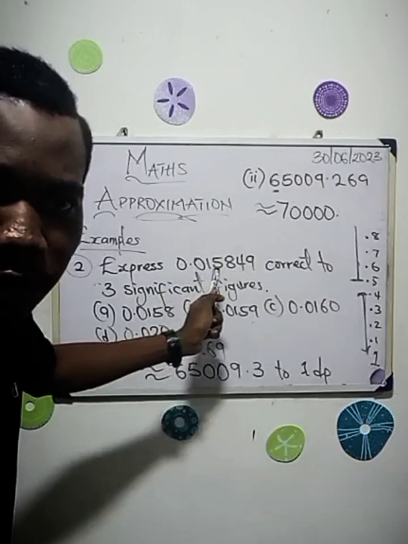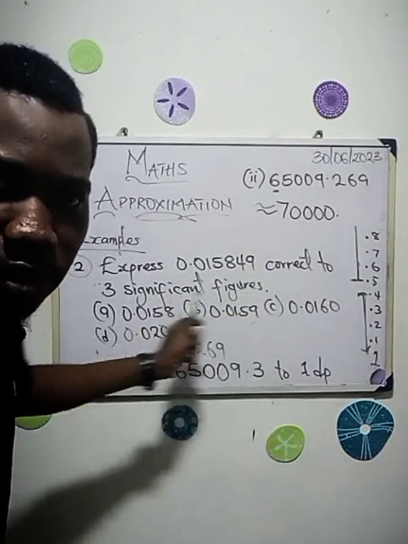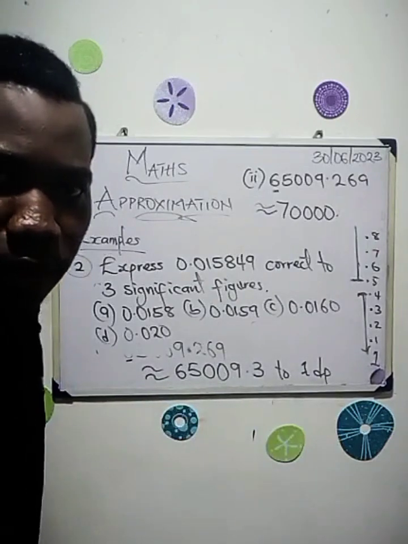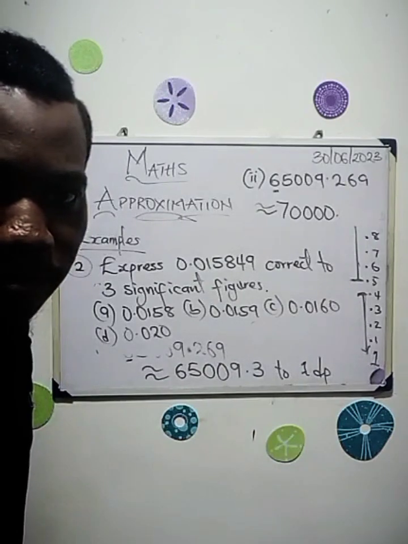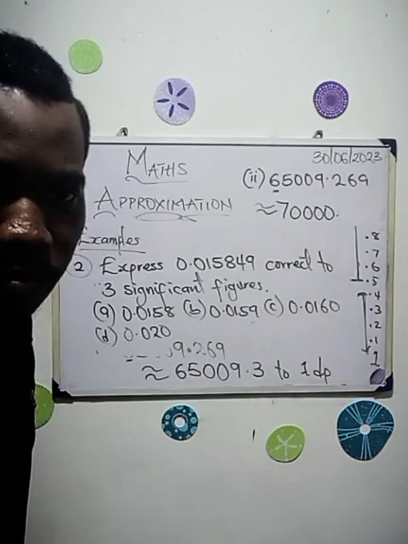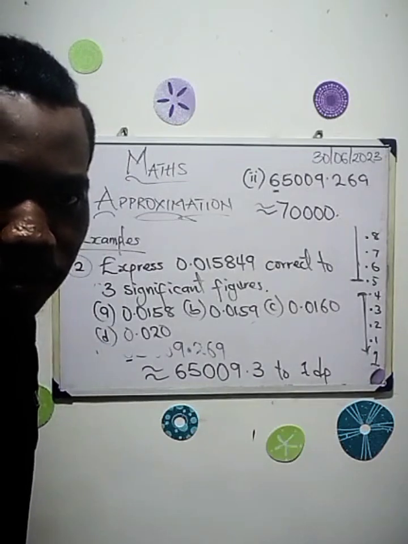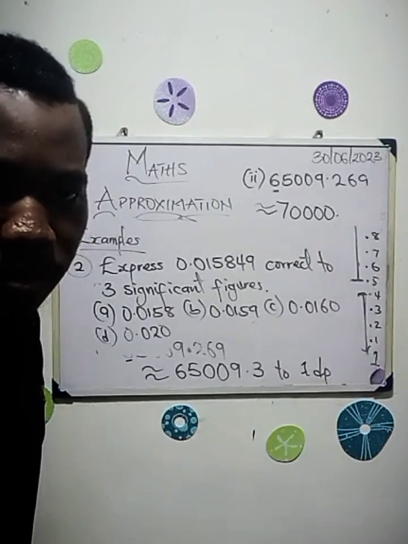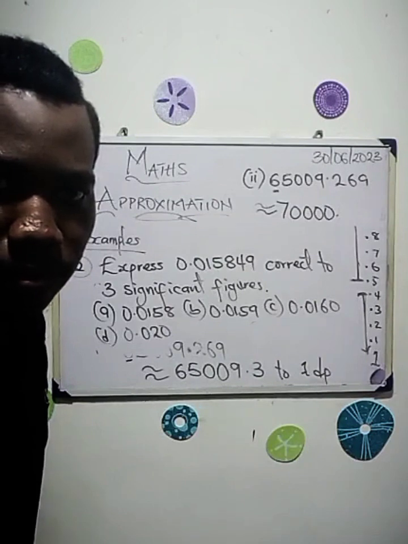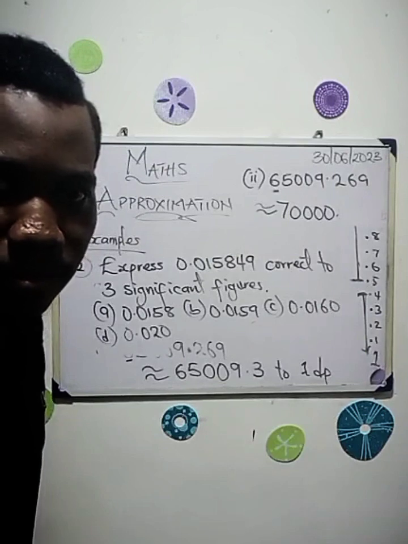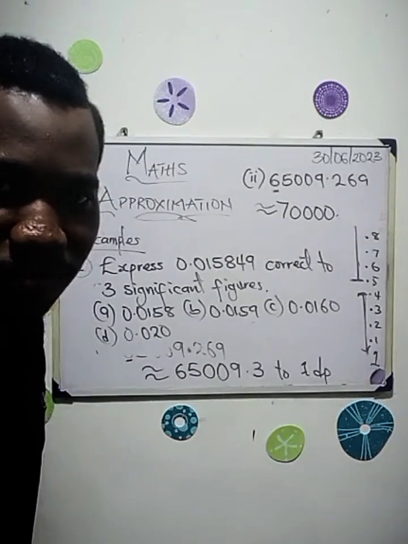Express 0.015849 correct to three significant figures. Which of them is the correct answer? A, B, C, D. Correct to three significant figures. Timmy says A, Wells Godwin says B, Abdulkadir says C. Okay, Issa Ali says C, Andrew Centric says C. Correct to three significant figures. C, C, B.